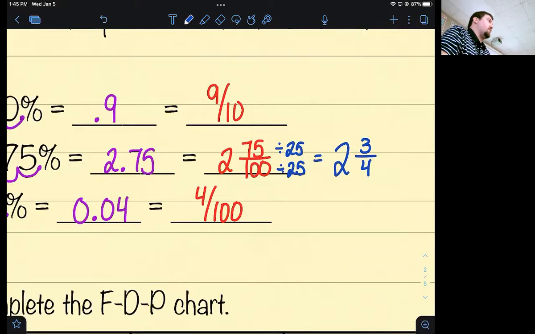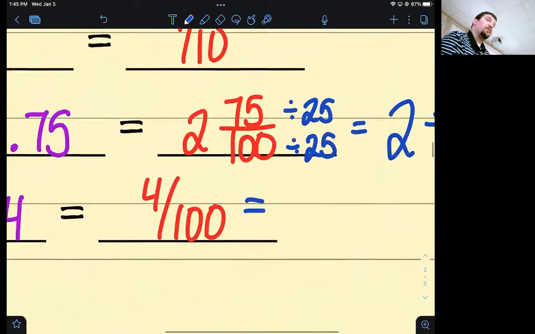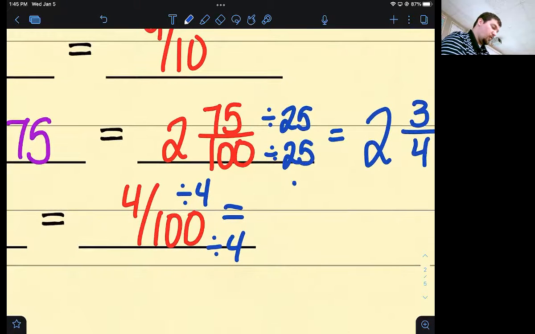What about 4 100ths? What's that going to reduce to, Gage? That's right. What did you reduce by? Top number reduces by 4. Bottom number reduces by 4. And you get 1/25. Now, if you didn't know that 4 went into 100, you could have reduced by 2. You would have gotten 2/50, and 2/50 turns into 1/25.